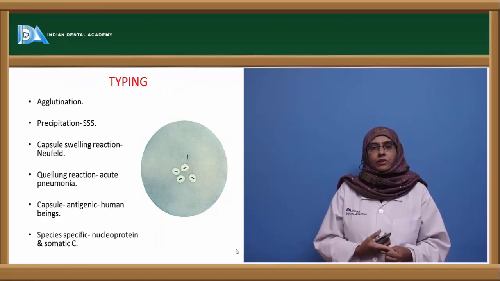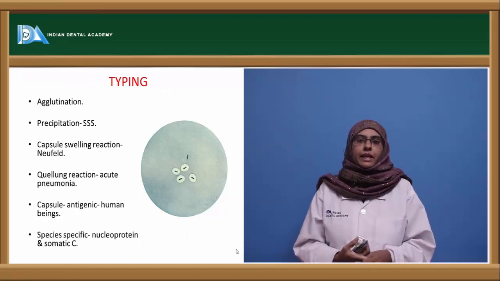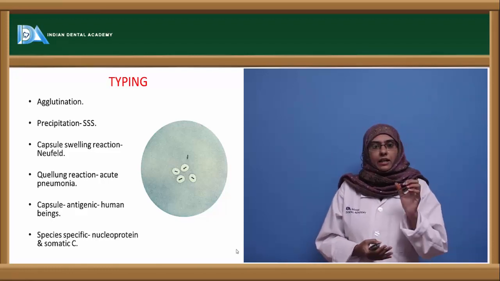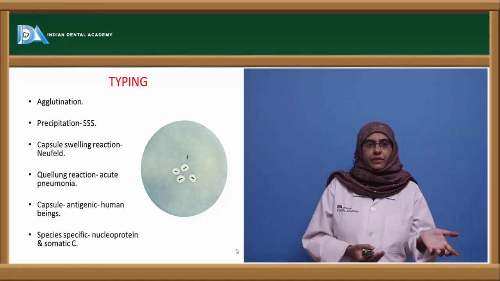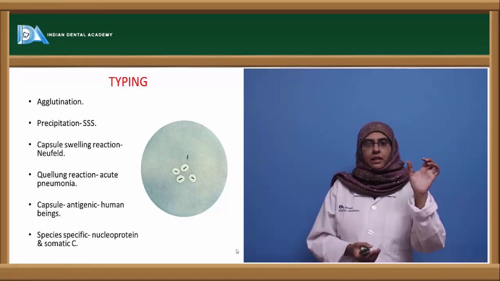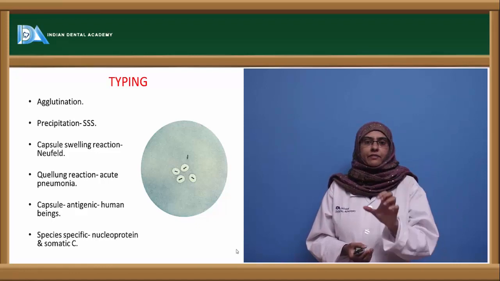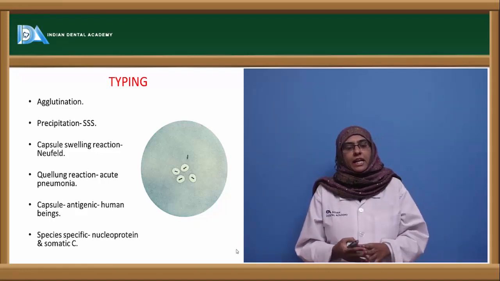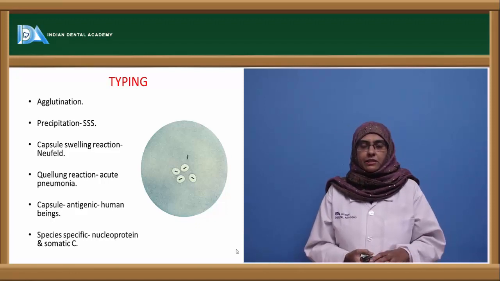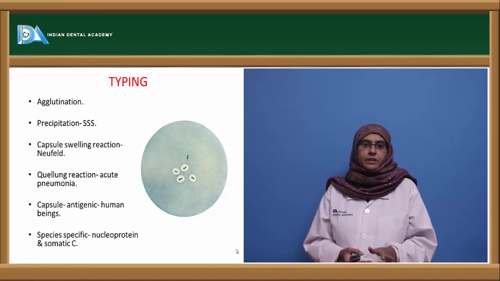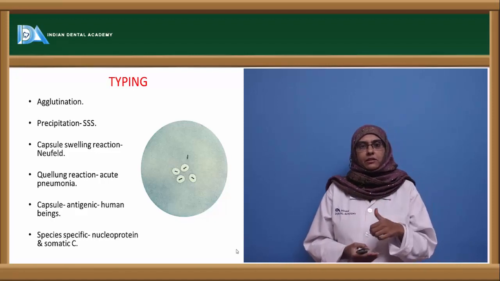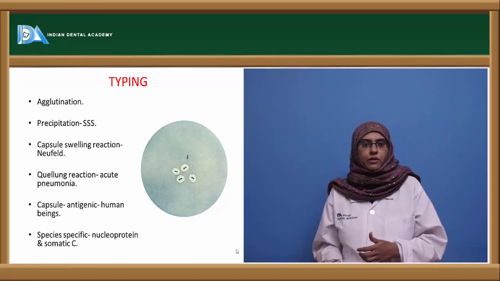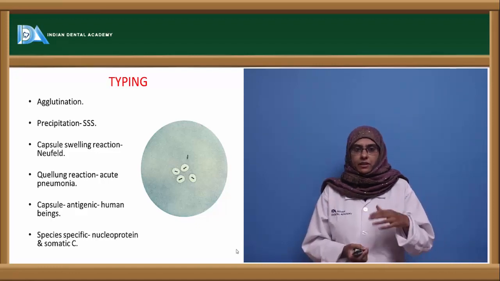Coming to the typing, how do we type this organism? It is mostly carried out with the help of serological techniques, that is the agglutination reaction. Agglutination with the type specific sera and the capsular material helps to identify which type of capsular material it is and what is the serotype to which it belongs. Next we can go with the precipitation test, where the specific soluble substance is treated with the serum of the patient to identify whether there is an interaction and the precipitation is positive or not, and based on that you can type the capsular material.